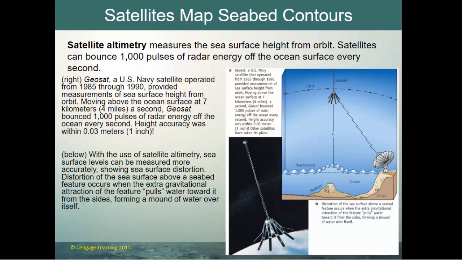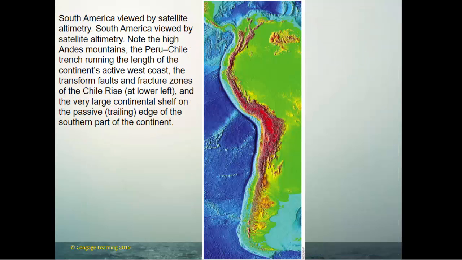And we can have a several foot difference between sea heights at the edge of a continent and sea heights in the middle of the ocean. And this is all done through satellite altimetry. So here is South America viewed by satellite altimetry. You can see the high Andes Mountains.